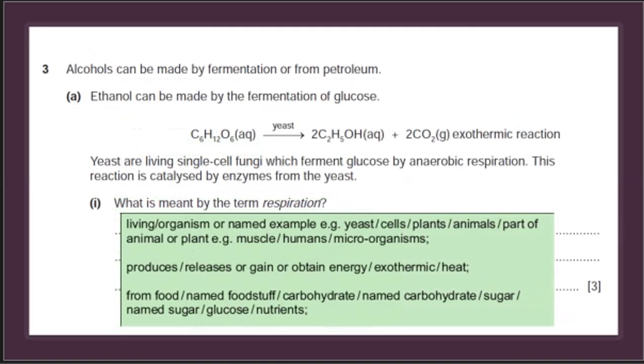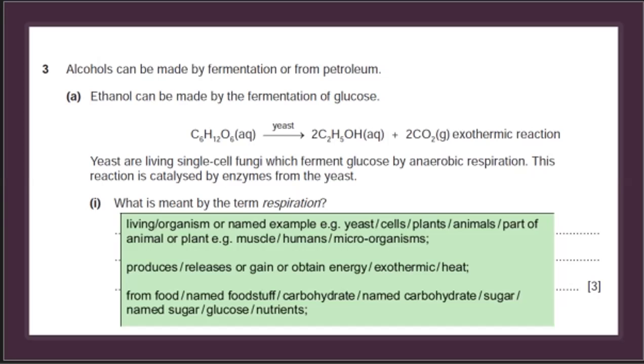Next question. Alcohols can be made by fermentation or from petroleum. Alcohols can be made 2 ways, by fermentation or from petroleum. Part A, ethanol can be made by the fermentation of glucose. So they're using one process, which is the fermentation of glucose. They give you the equation: glucose, yeast is added to it, yeast is an enzyme, and it produces for you ethanol, C2H5OH, plus carbon dioxide gas.